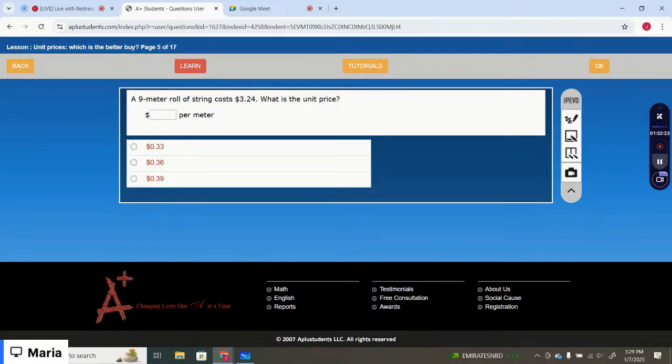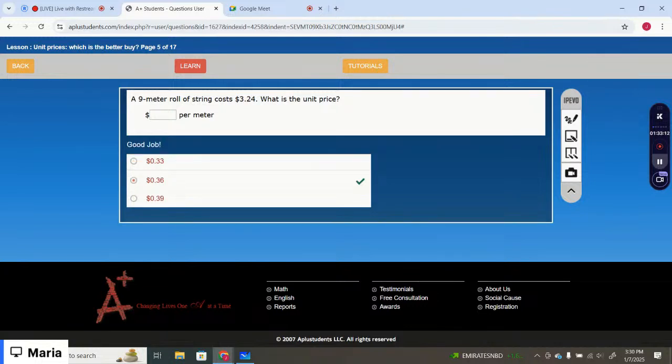A 9-meter roll of string costs $3.24. What is the price per unit? 3.24 divided by 9 equals $0.36.